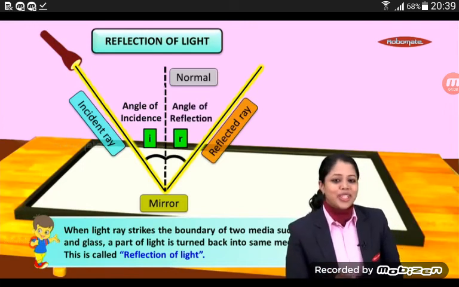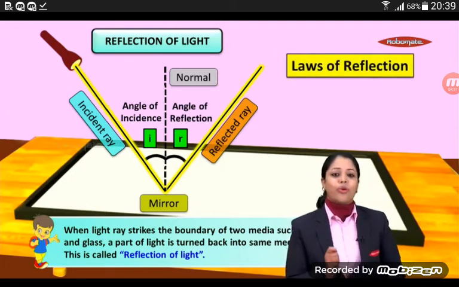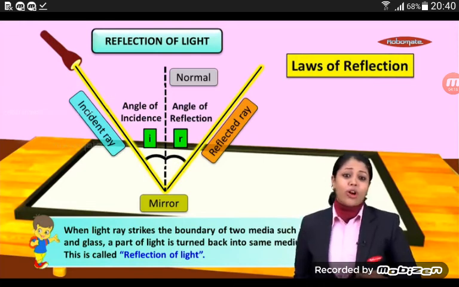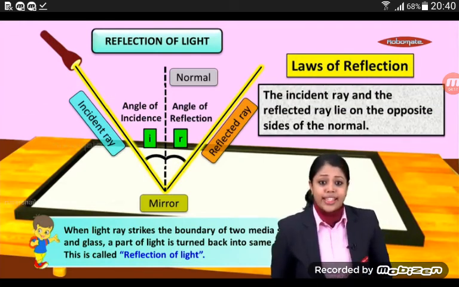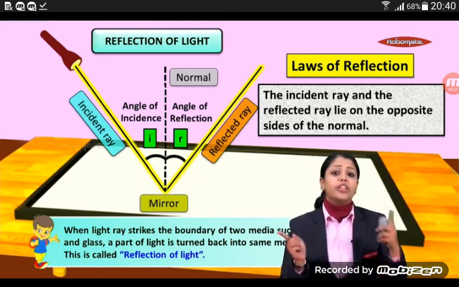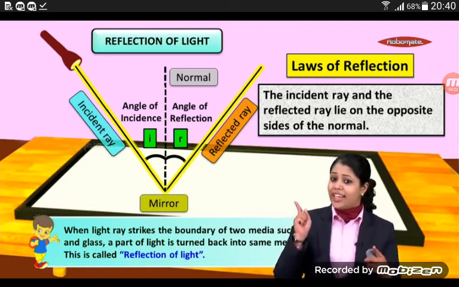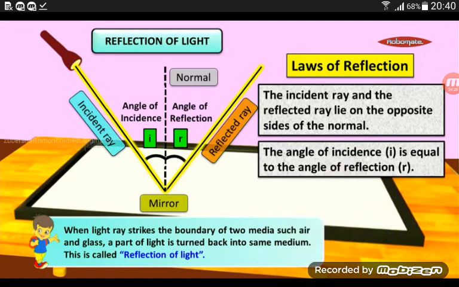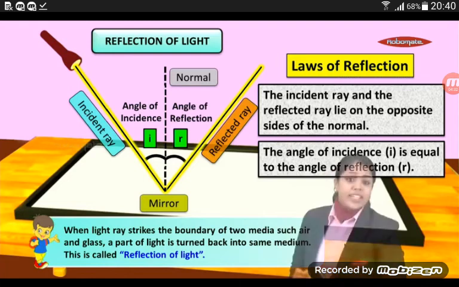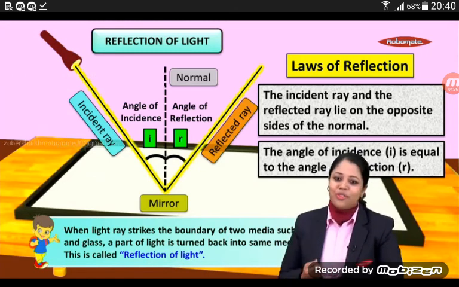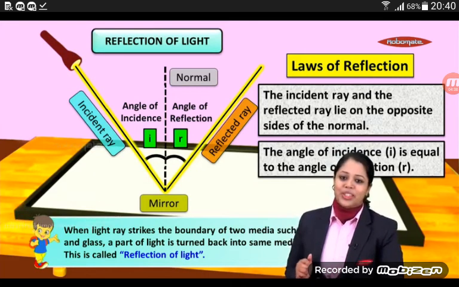So based on this students, we come to laws of reflection. Coming to a very important question, what are the laws of reflection? The first point says the incident ray and the reflected ray lie on the opposite sides of the normal. You can clearly see in the picture, right? Second point says the angle of incidence is equal to the angle of reflection. That is, if angle of incidence is 30 degrees, then angle of reflection is also 30 degrees, students.